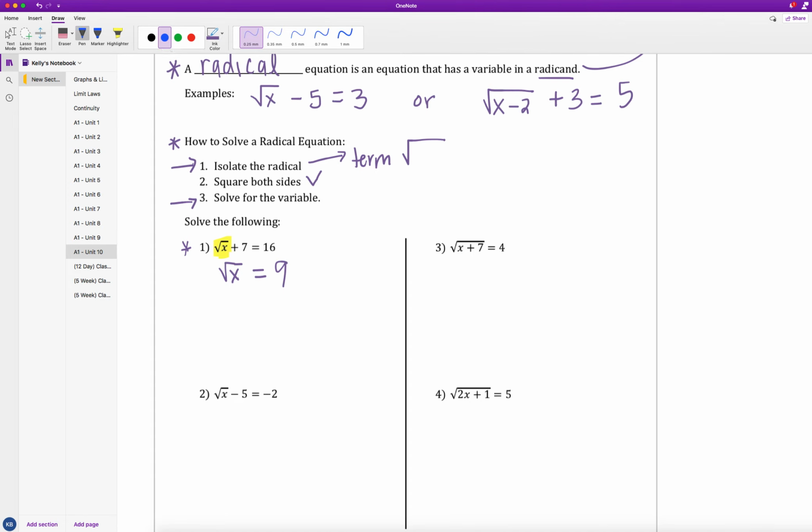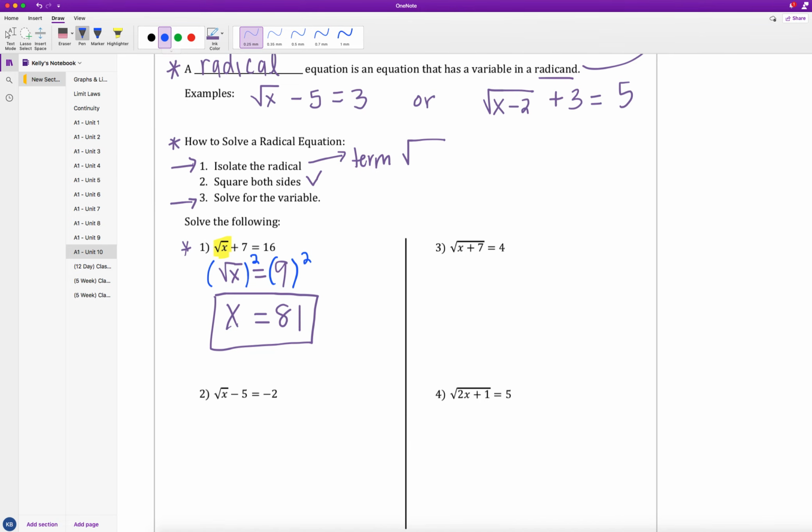Our next step from here is to square both sides. I'm going to apply the square function to both the left and the right side. I can do this because I'm doing it to both sides, so I'm still keeping the equation balanced. The reason we're applying the square is we know that the square and the square root cancel each other out. So on the left side, we just get left with x, since the square and the square root cancel. And on the right side, 9 squared is equal to 81. In that same step, we actually isolated our variable for this first example. We can always check this answer by substituting it back in and making sure that we get a true statement.